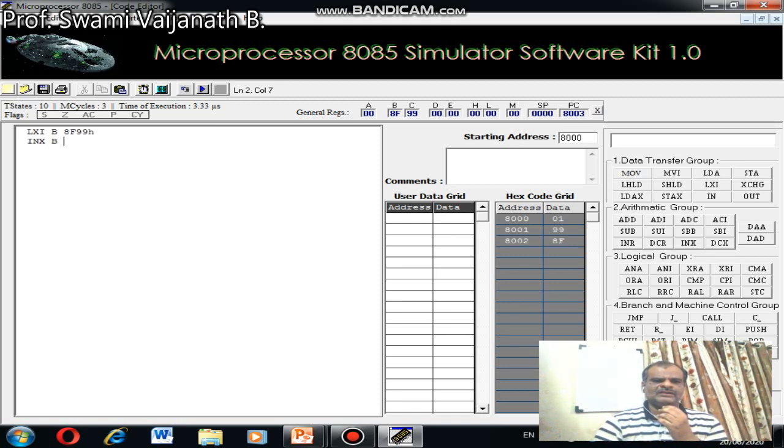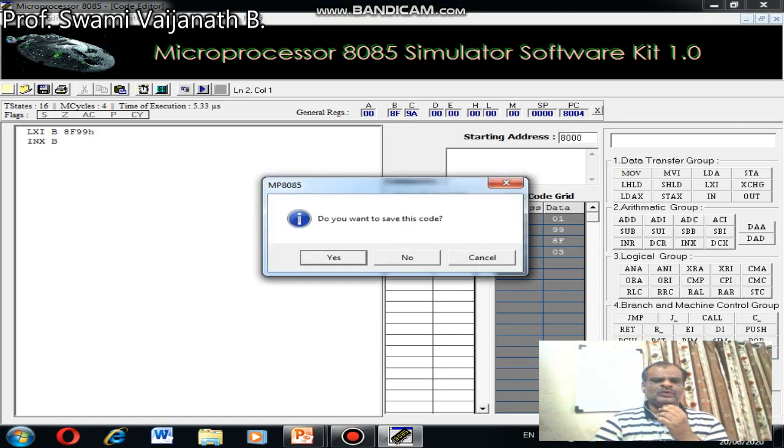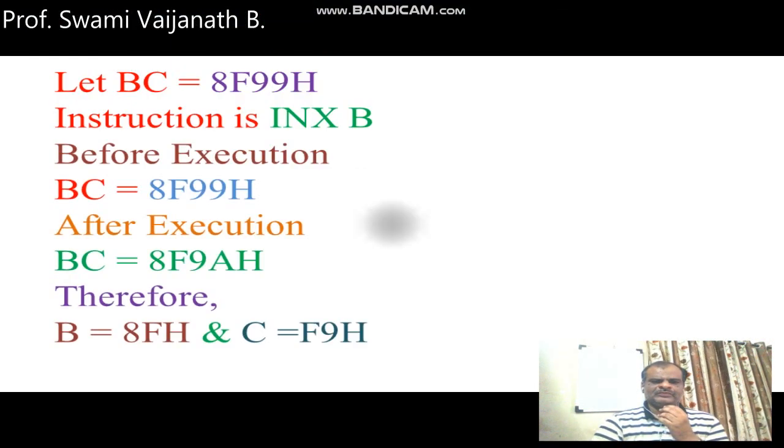See here, in this location we see that B is equal to 8FH, C is equal to 9AH, and no flags are affected; that is, no flag is affected. So we will stop here. Thank you.